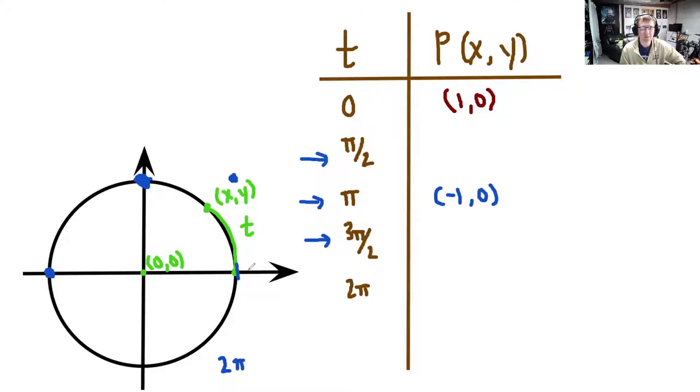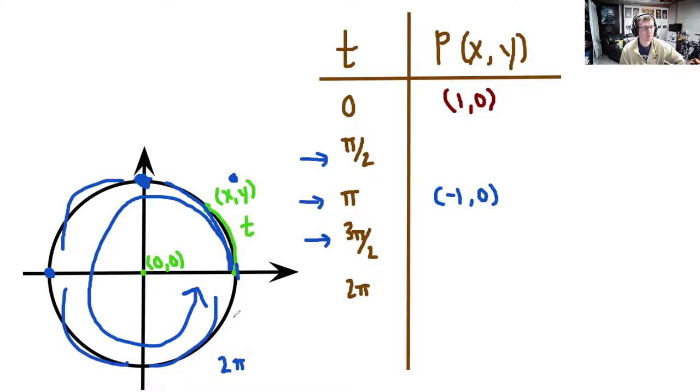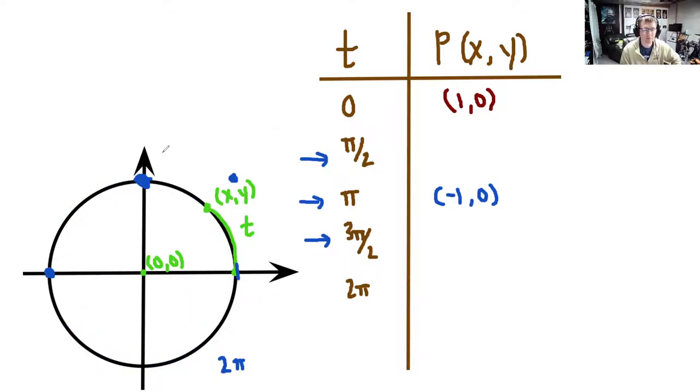So I mentioned this before, but 2 pi is all the way around, right? So we go through 4 quadrants: 1, 2, 3, 4. So if I know that this is 1/4 of 2 pi, if I can just reason through that and see it, then I know that this point, 0, 1, corresponds to that angle pi over 2.